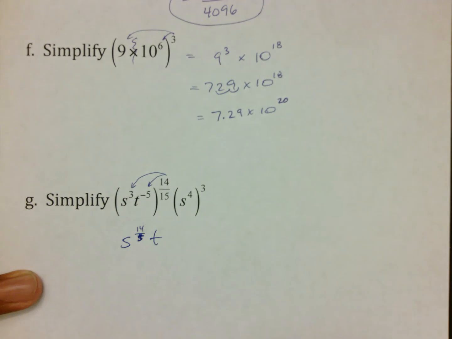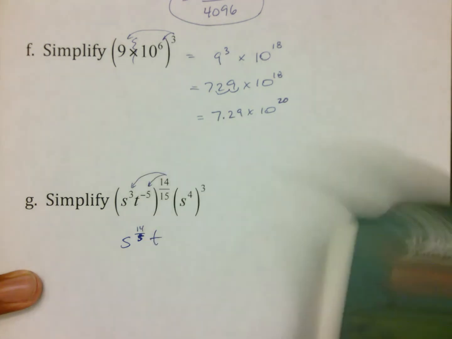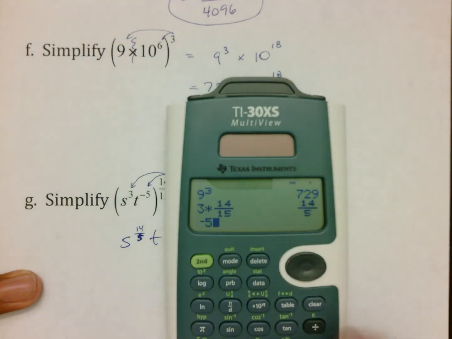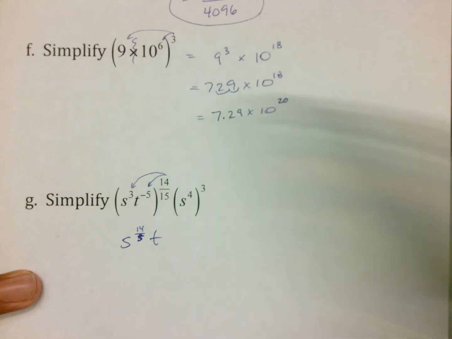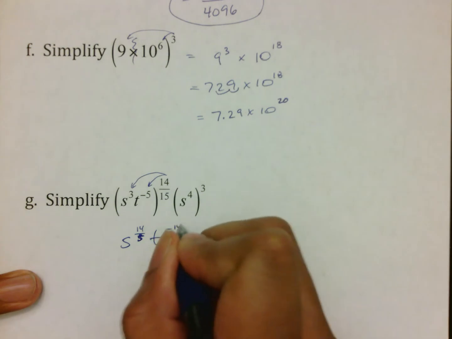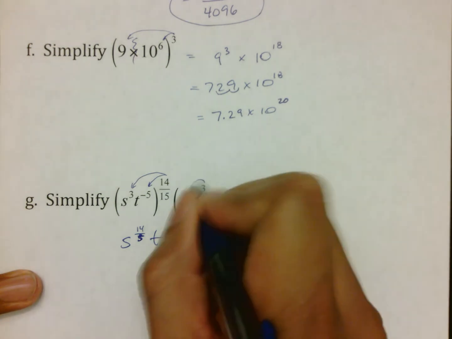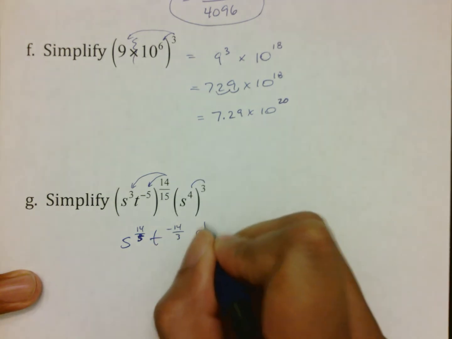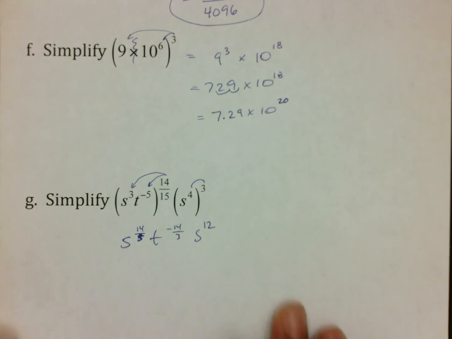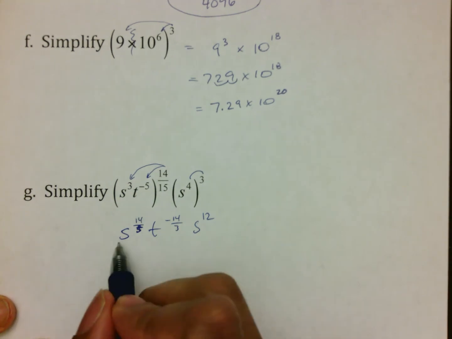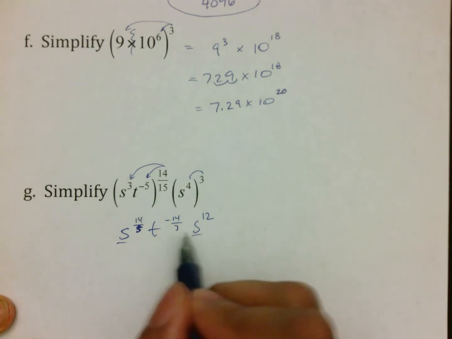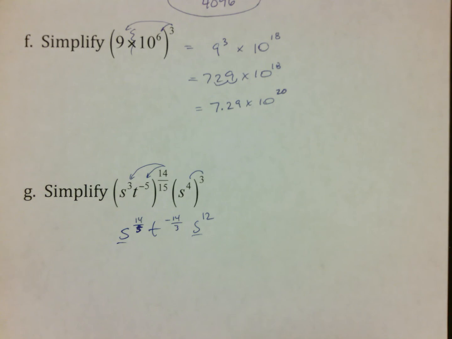I get T. Again, I'm going to multiply the 5 by the 14/15, so negative 5 times 14/15, which gives me negative 14 over 3. And then I'm going to multiply this, which gives me S to the 12th. Again, simplifying as far as we can, the first thing I want to do is make sure my S's get put together, kind of like combining like terms when we were doing that before.